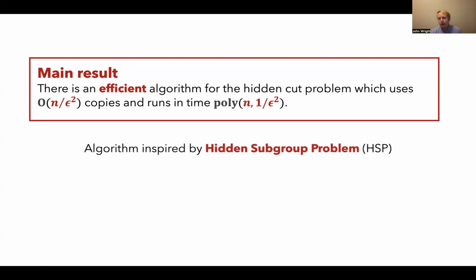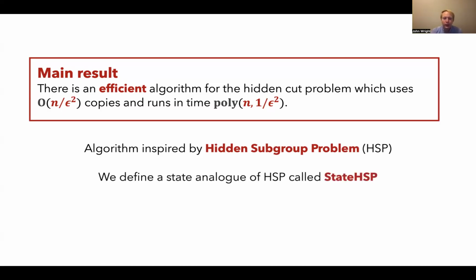One thing that's interesting about our problem is that the algorithm we give is inspired by the hidden subgroup problem, which is the classic generic problem that unifies Shor's algorithm, Simon's problem, and a variety of classic quantum algorithms. But ours is not a classical problem. It's a state problem. You're given copies of a state and you want to determine something about it. And so, in the course of giving our algorithm, we have to define a quantum state analog of the hidden subgroup problem, which we call the state hidden subgroup problem.